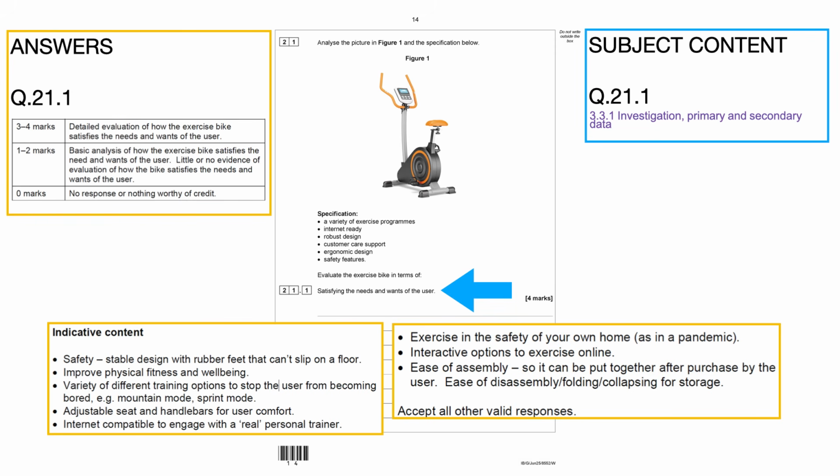It has adjustable seat and handlebars for user comfort. It has internet compatibility to engage with a real personal trainer. You can exercise in the safety of your own home. It has interactive options to exercise online. And it has ease of assembly, so it can be put together after purchase by the user. Ease of disassembly, folding, collapsing for storage, and we are allowed to accept all other valid responses.